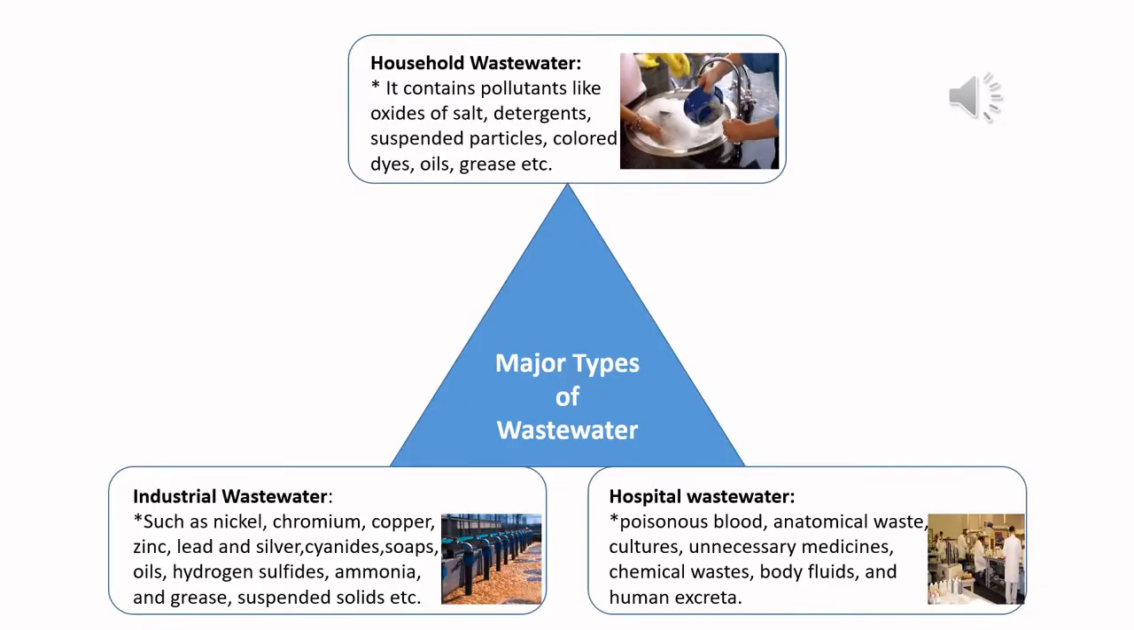Major types of wastewater. There are three major types of wastewater in the environment: household wastewater, industrial wastewater, and hospital wastewater. Household wastewater contains pollutants like oxides of salt, detergents, suspended particles, color, dyes, oils, grease, etc. Industrial wastewater contains nickel, chromium, copper, zinc, lead, silver, cyanide, soaps, oils, hydrogen sulfide, ammonia, grease, and also suspended solids. On the other side, hospital wastewater contains poisonous blood, anatomical waste, cultures, unnecessary medicines, chemical waste, body fluids, and human excreta.